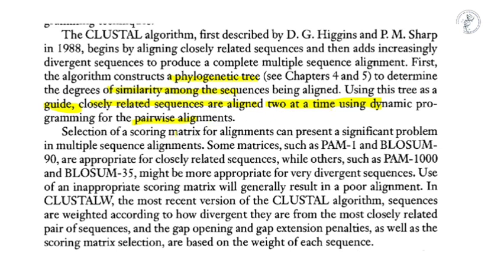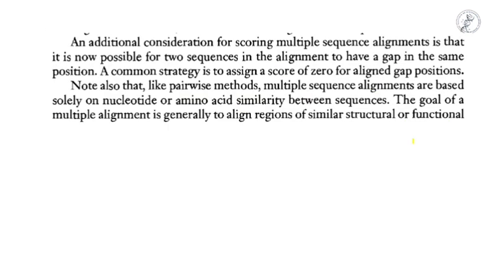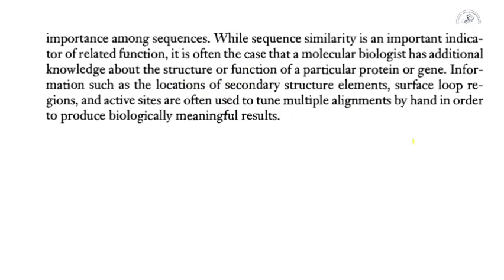Then the less closely related sequences are aligned later. These alignments are scored by PAM and BLOSUM matrices, and based on the score the particular result comes. That is how the alignment is done. So they build up a guide tree, and align the closely related sequences two at a time by pairwise alignment using dynamic programming algorithms.